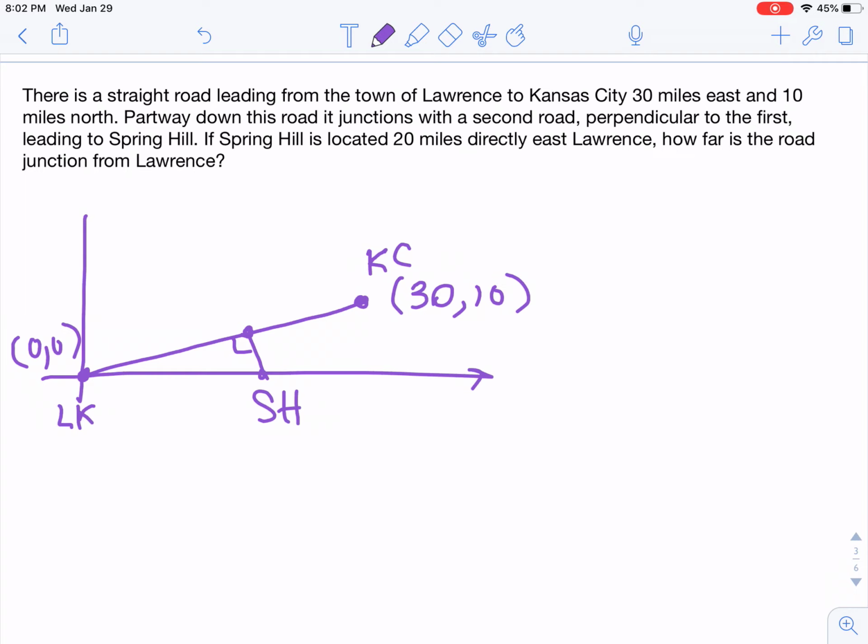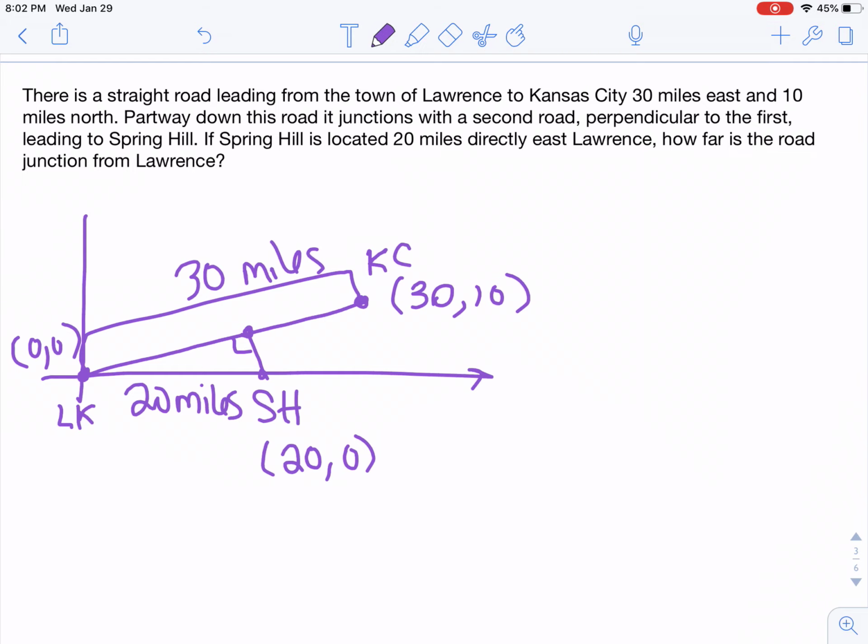Our directions say that Spring Hill is directly 20 miles east of Lawrence. Well, if Lawrence is at 0, 0, that means that Spring Hill is at 20, 0, because it's 20 miles away here. And this one was 30. I want to know how far the road is from this junction to Lawrence. So what is that little distance there?